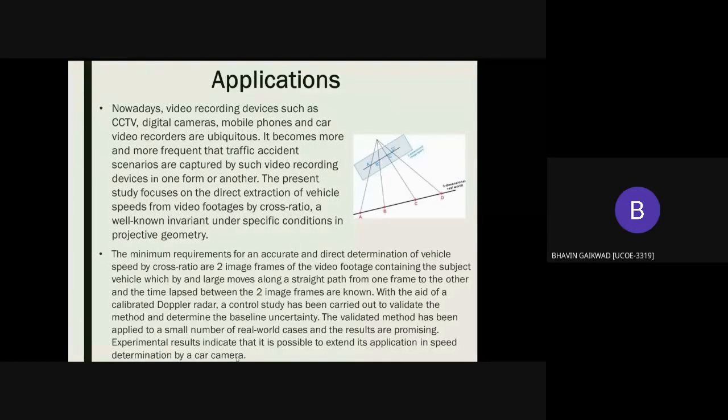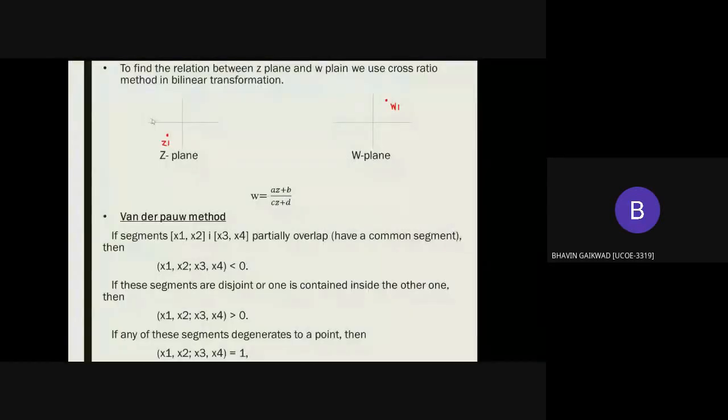So we move to the second application. To find the relation between the z-plane and the w-plane in bilinear transformation, we can use the cross ratio method. So for mapping the z-plane to the w-plane, it is said w is equal to (az plus b) upon (cz plus d).